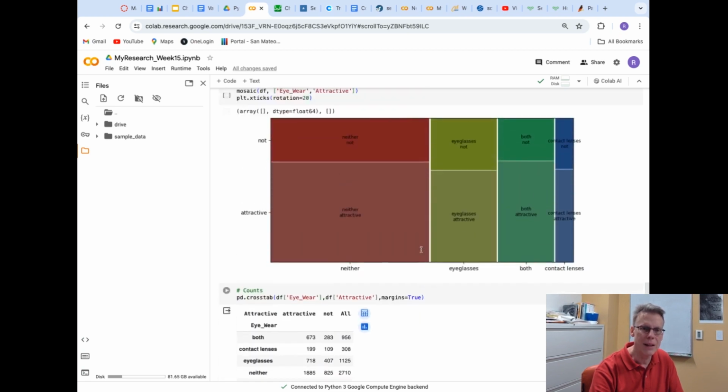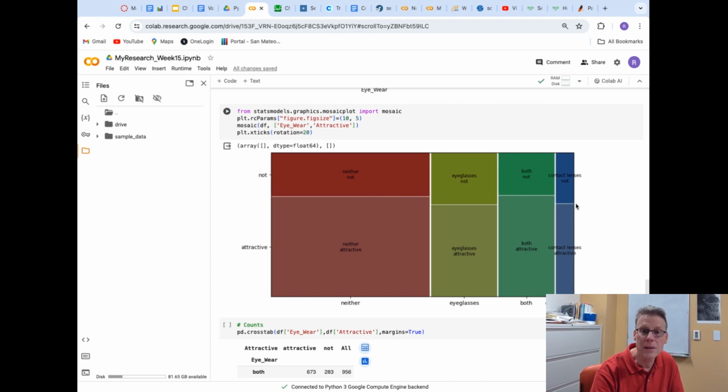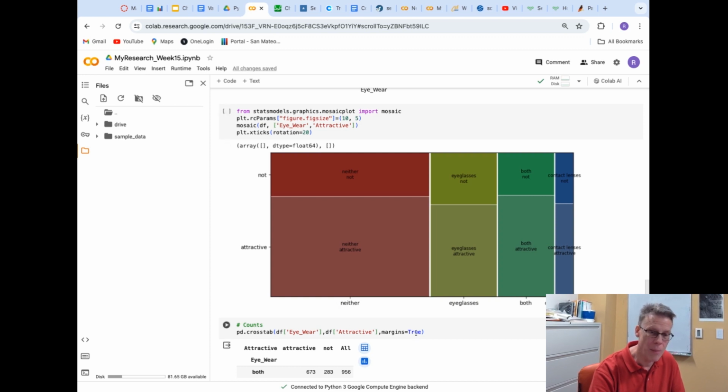What we're going to do is see if that significant difference is coming from a difference between neither and eyeglasses, or maybe it's a difference between neither and both categories, or maybe it's between neither and contact lenses, or maybe it's between eyeglasses and both, or eyeglasses and contact lenses, or maybe it's between both and contact lenses. And what I've just done is, out of these four categories, I've paired them up in all the different ways they can be paired up.